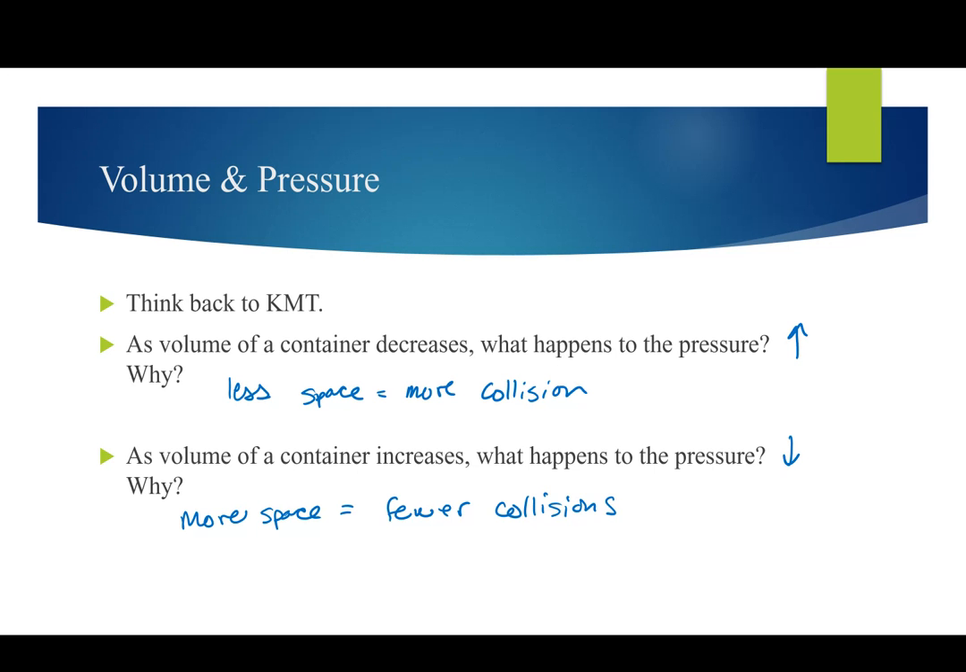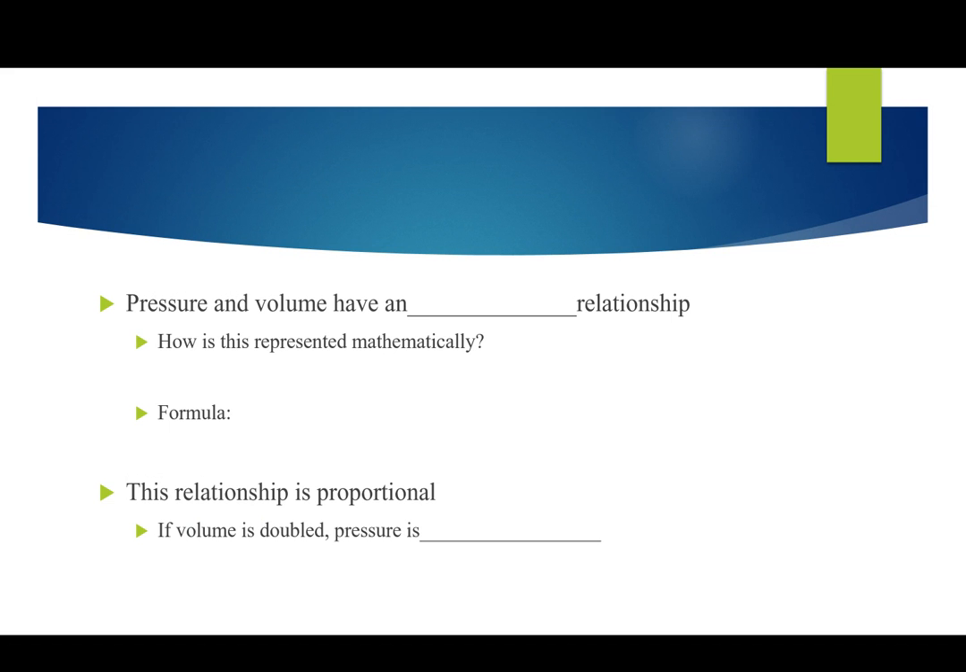So they go opposite. As volume goes up, pressure goes down. As pressure goes up, volume goes down. So pressure and volume have an inverse or indirect relationship. Mathematically, you represent that as multiplying the two variables: pressure times volume equals some constant K.